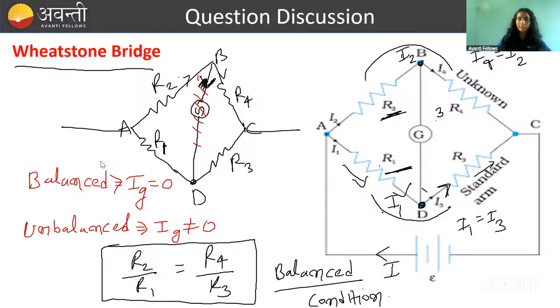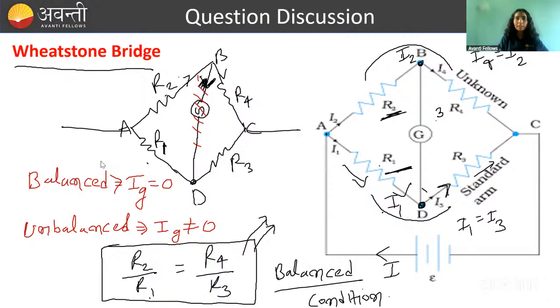If there is no current in this branch, then R2 and R4 are in series, R1 and R3 are also in series. And for this balanced condition, R2 by R1 will be equal to R4 by R3. From where are we getting this? From the KVL equation. So I will suggest you refer to the H.C. Verma textbook. There you will get the derivation, or you can simply Google it.